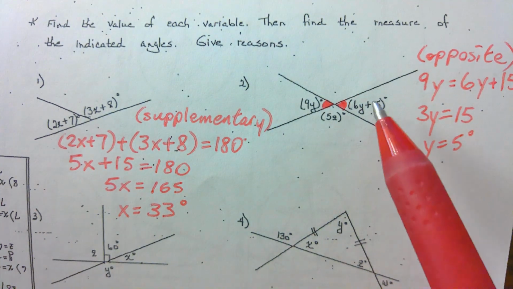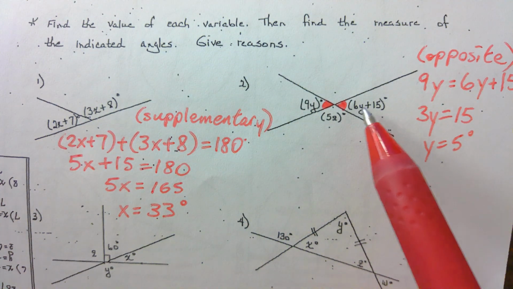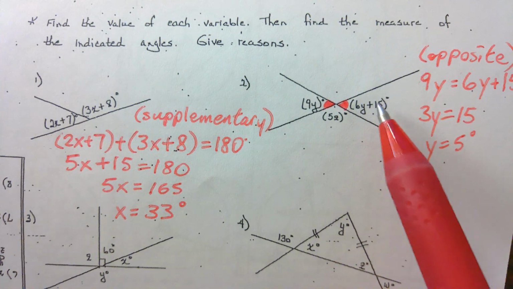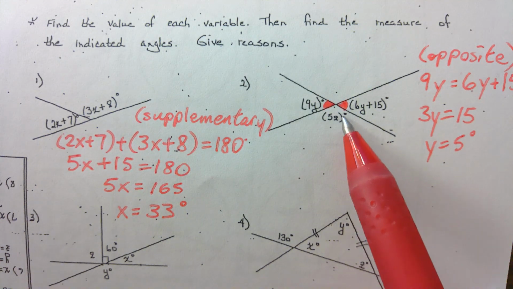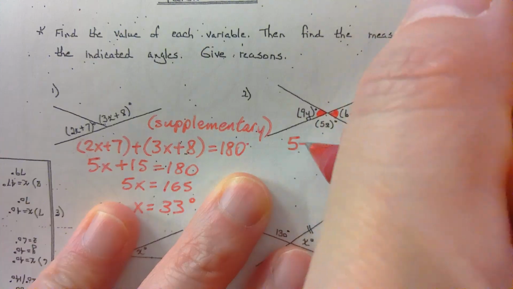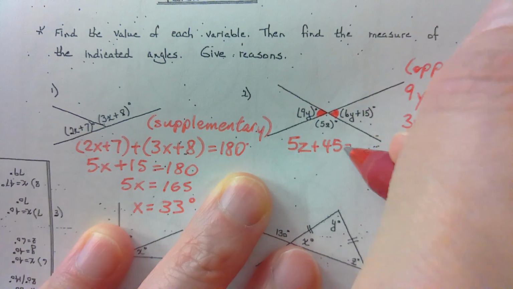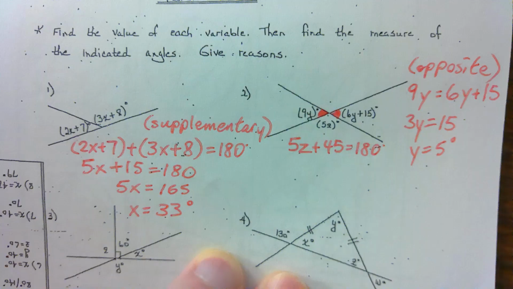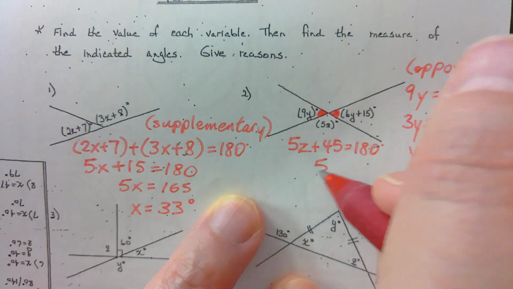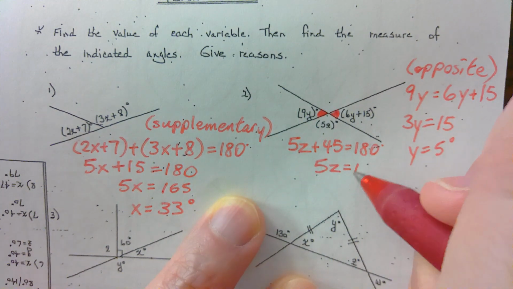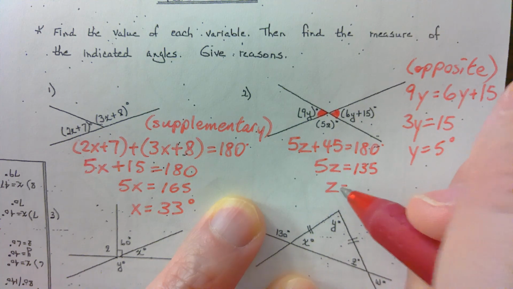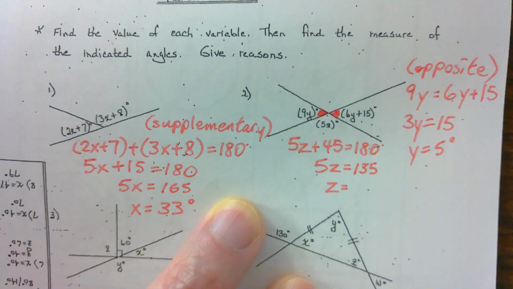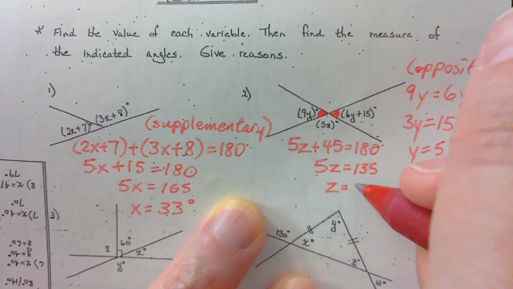Okay, and then once you know that this is 5, 6 times 5 is 30. 30 plus 15 is 45. So if this is 45, then 5z plus 45 equals 180 because it's a supplementary angle again. So then 5z equals 135. So then z equals 27. Good.